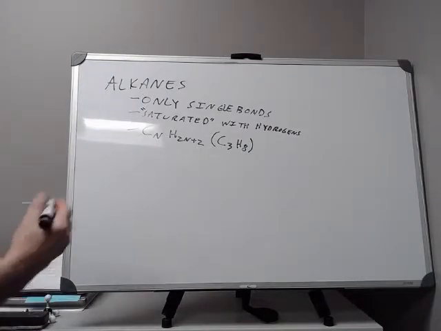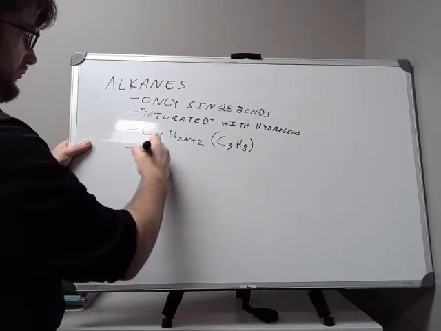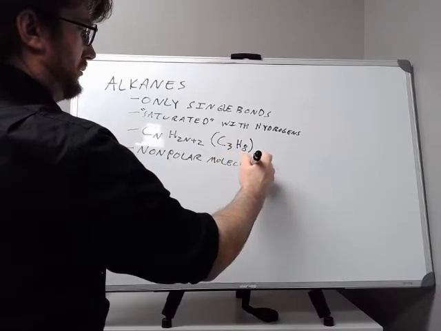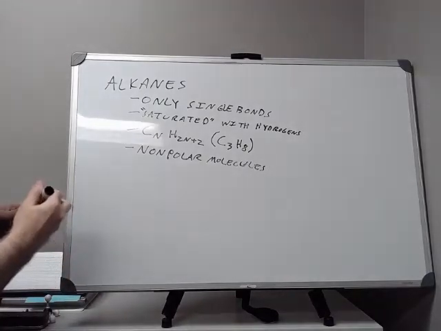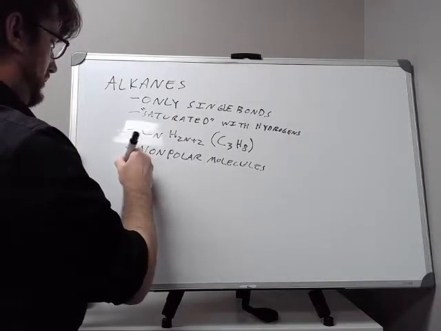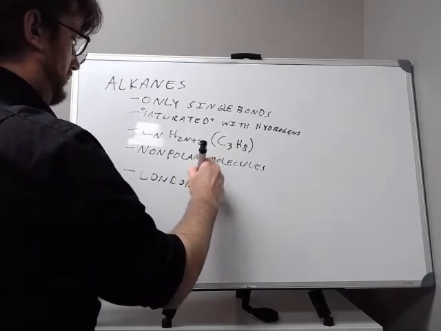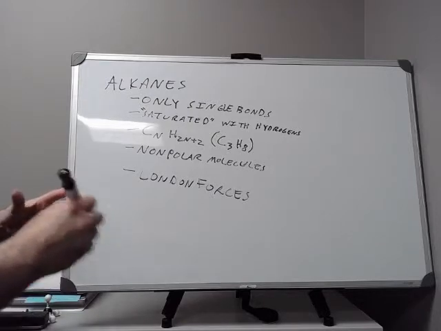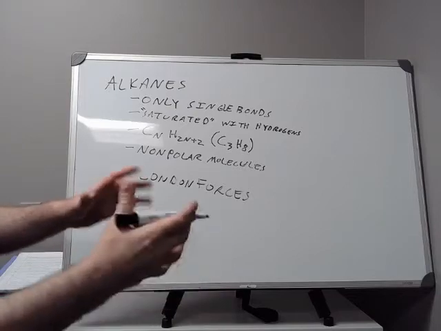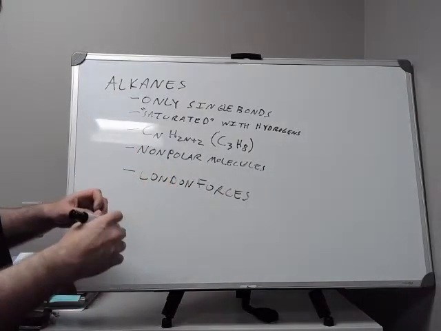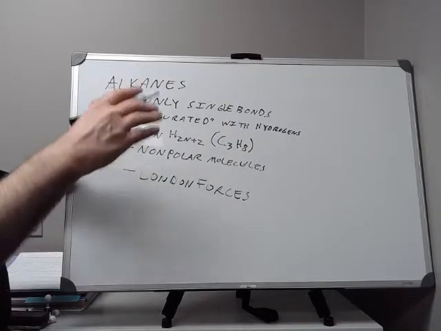Now, because all of the bonds in an alkane are non-polar covalent bonds, alkanes are non-polar molecules. And that means that they are held together only by London forces rather than by hydrogen bonds or dipole interactions. And so small alkanes like methane and ethane don't have a lot of surface area because they're small molecules, so the London forces that hold those molecules together are very weak, and so they have very low boiling points, and so they become gases at room temperature.